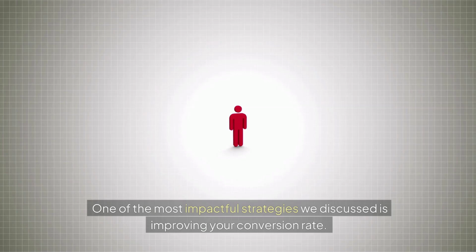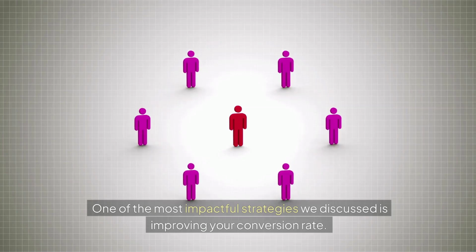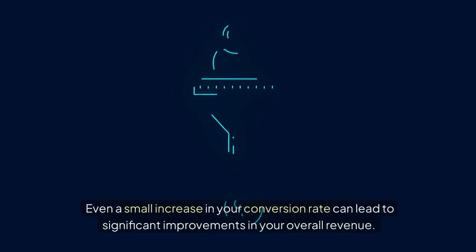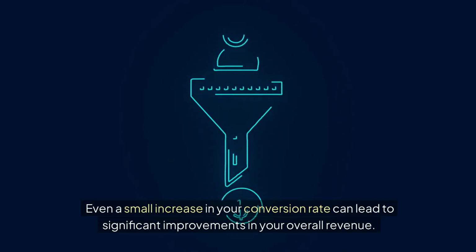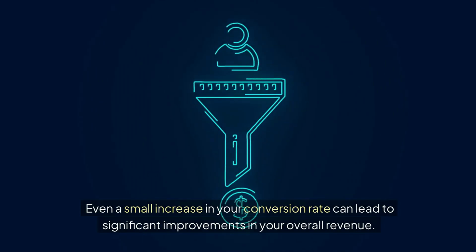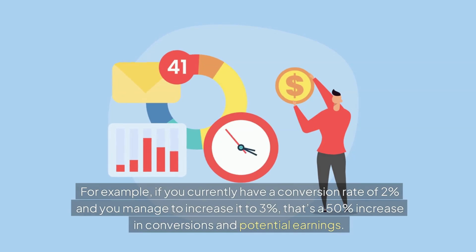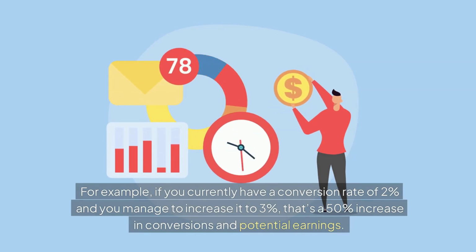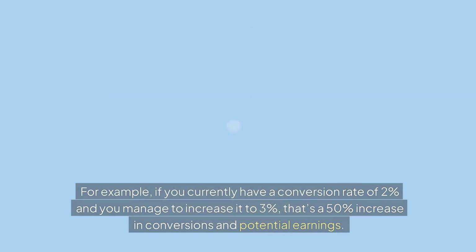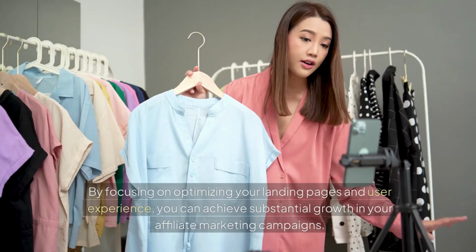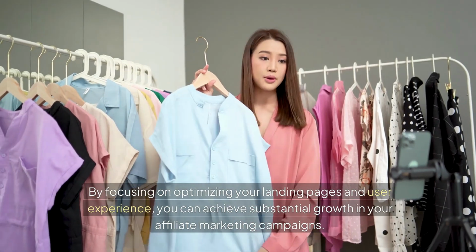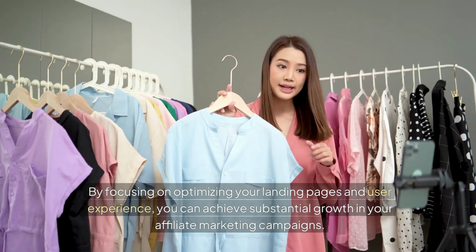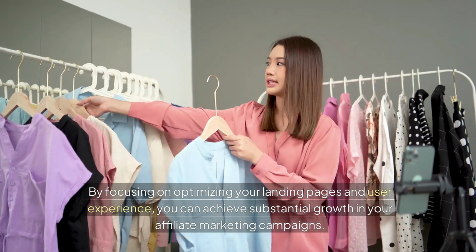One of the most impactful strategies we discussed is improving your conversion rate. Even a small increase in your conversion rate can lead to significant improvements in your overall revenue. For example, if you currently have a conversion rate of 2% and you manage to increase it to 3%, that's a 50% increase in conversions and potential earnings. By focusing on optimizing your landing pages and user experience, you can achieve substantial growth in your affiliate marketing campaigns.